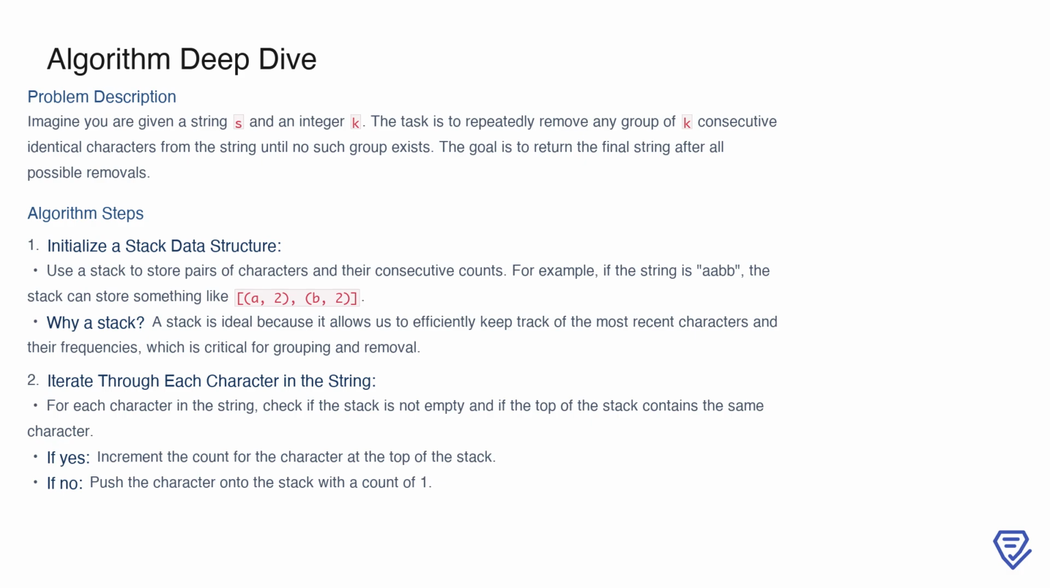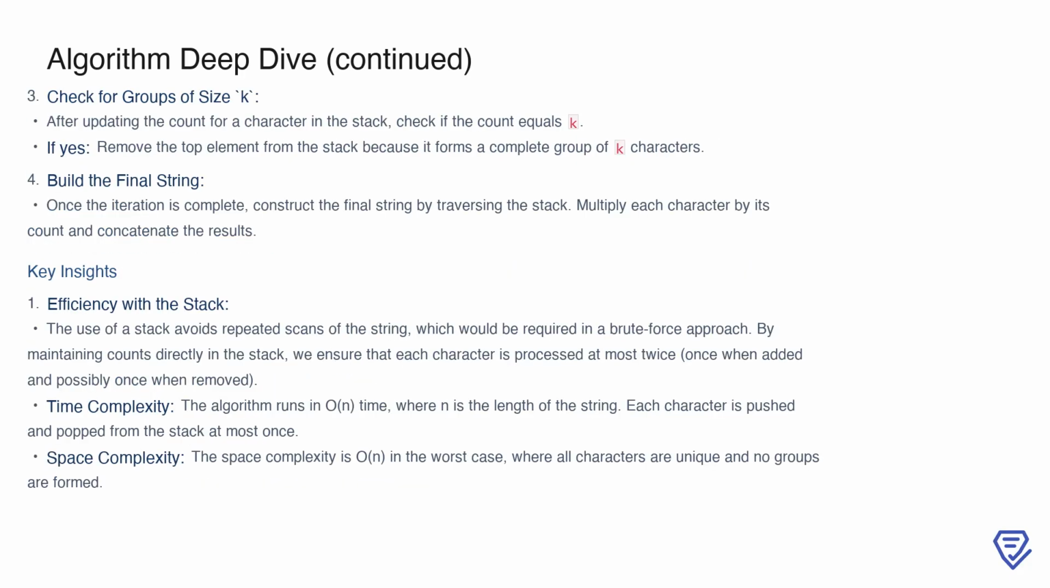As we iterate through each character, we check the top of the stack. If the current character matches the one at the top, we simply increment its count. Otherwise, we push the character onto the stack with an initial count of 1. This approach ensures that we always have the most recent character group at the top of the stack for quick access.